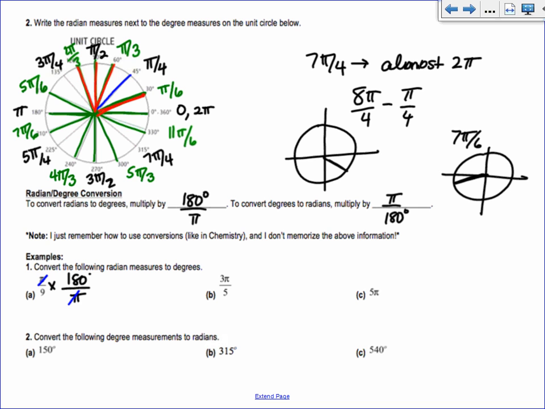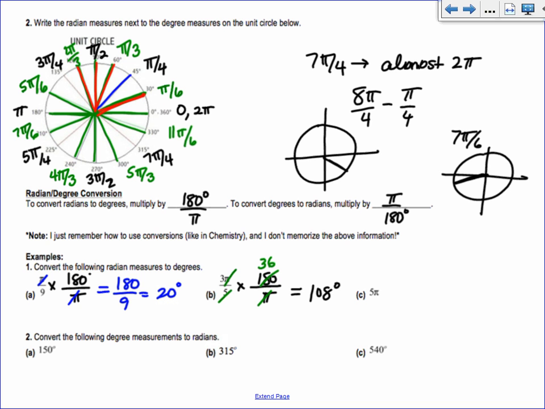Cancel, cancel. I have 180 over 9, which is 20 degrees. So next one, 3 pi over 5. 180 over pi. The pi's reduce out. My 5 and my 180 make 36, so 36 times 3 is 108.